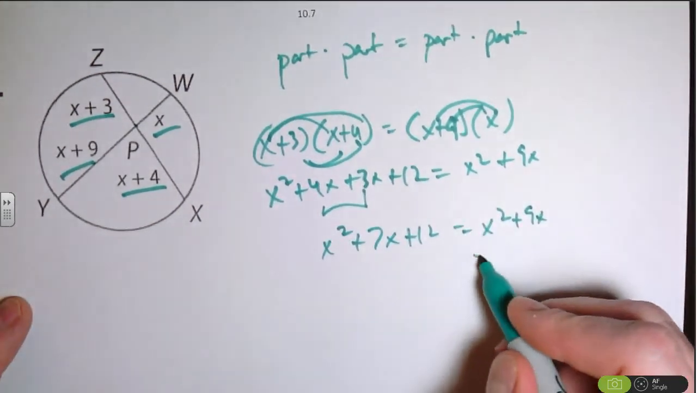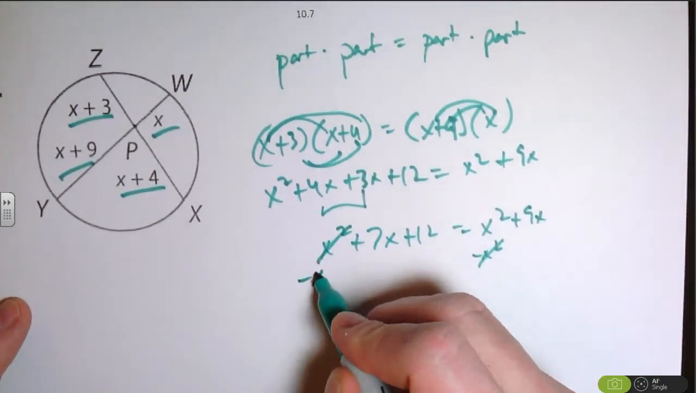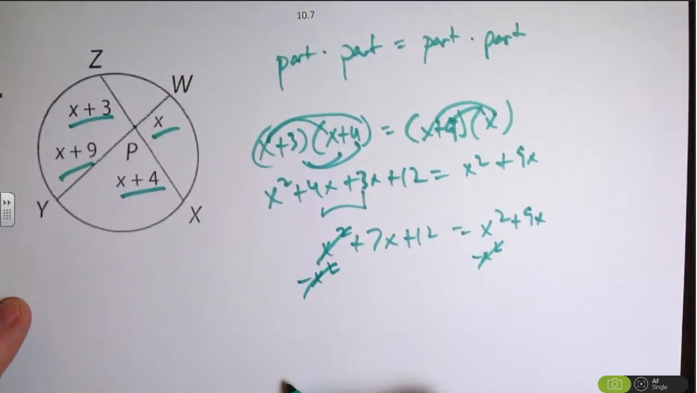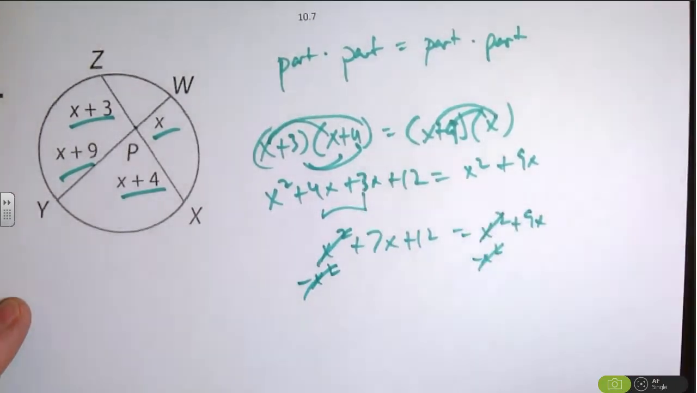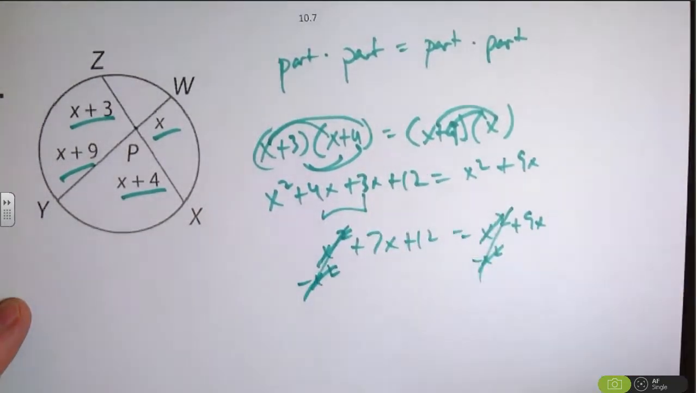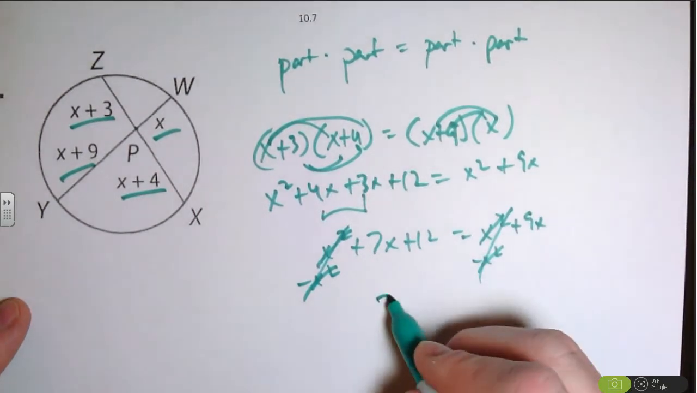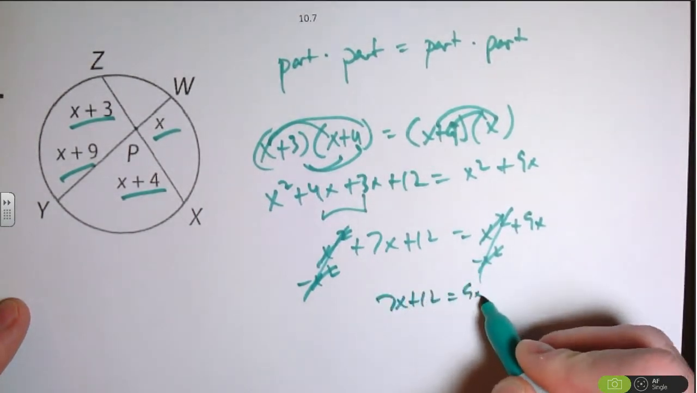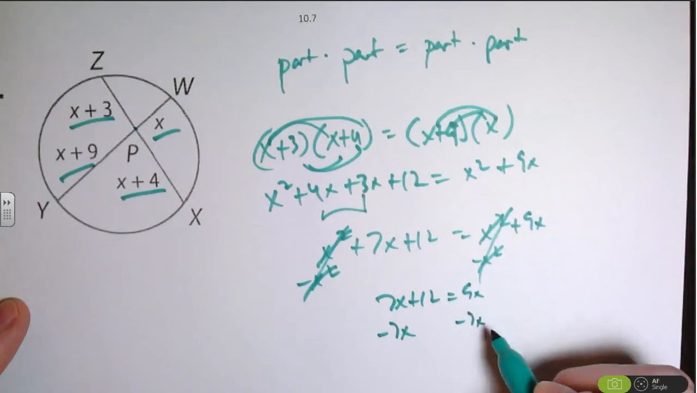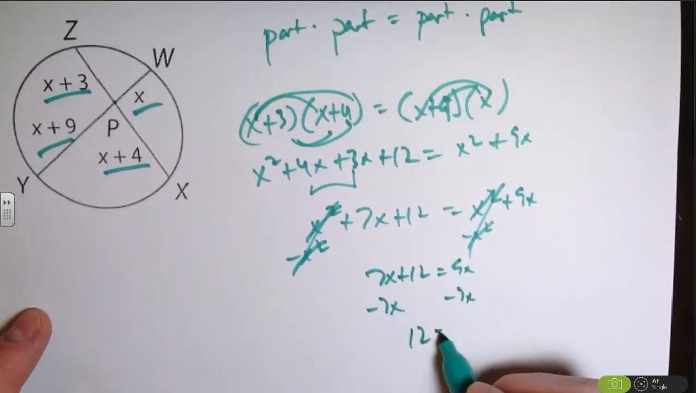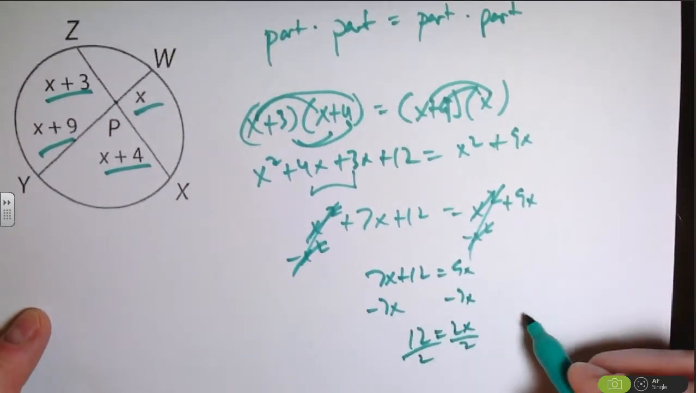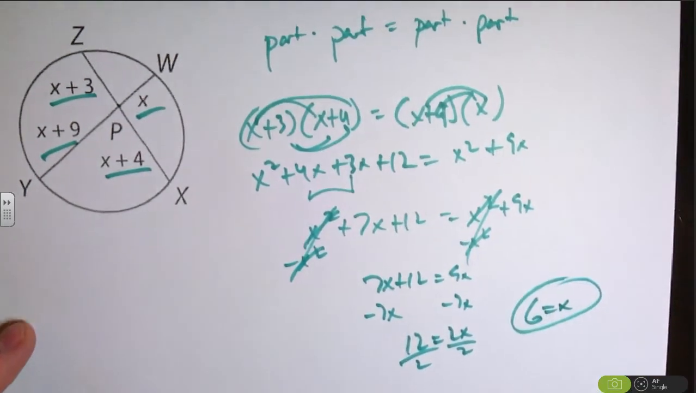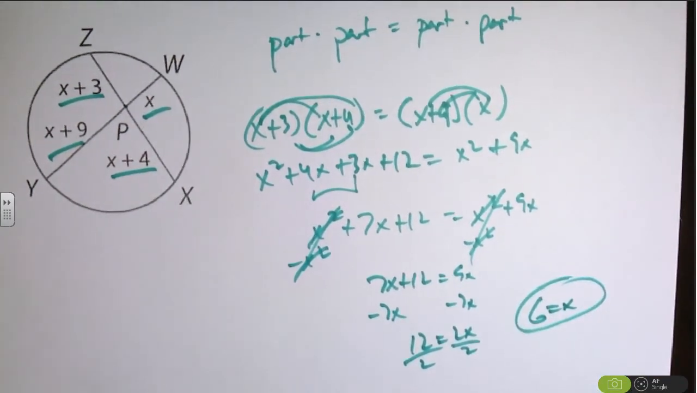I'm going to subtract the x squareds, and they're just going to cancel off. A lot of times I'm lazy and just know they cancel off, so I just mark them off like this before even writing it. Then I got 7x plus 12 equals 9x, so subtract 7x. 12 equals 2x, divide by 2. 6 equals x. So that's that first example.